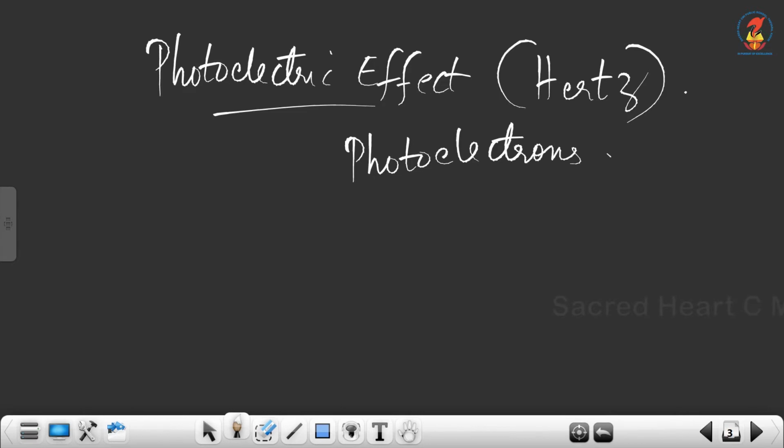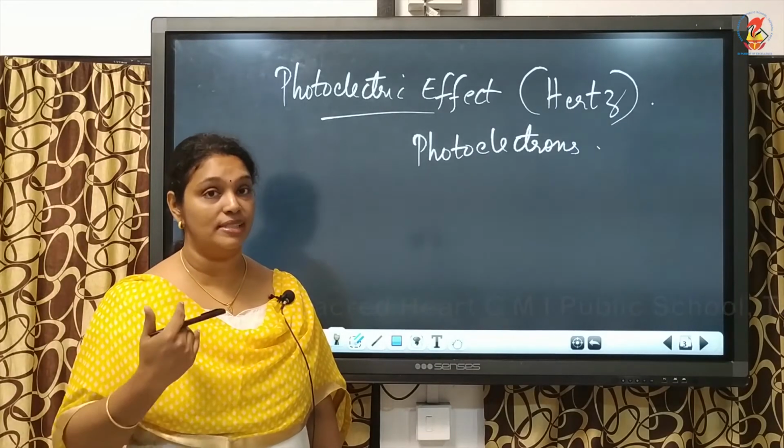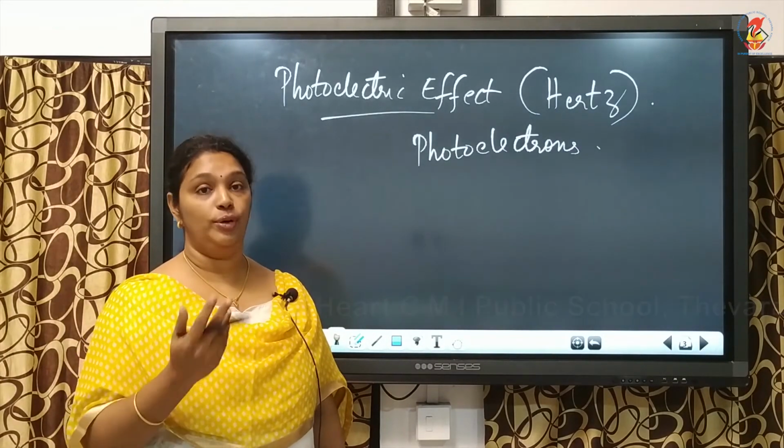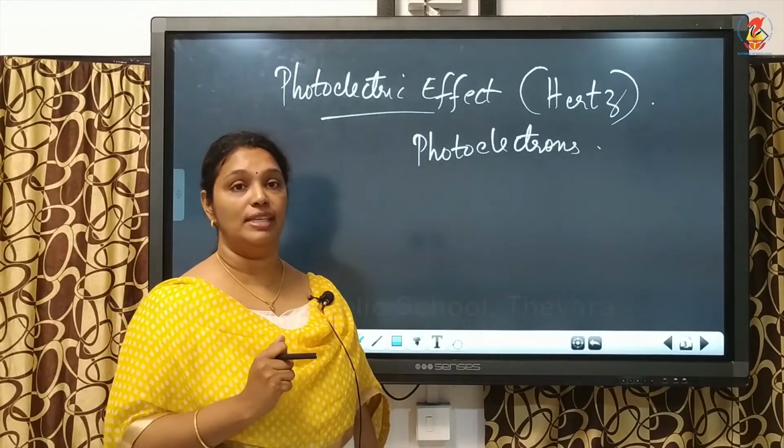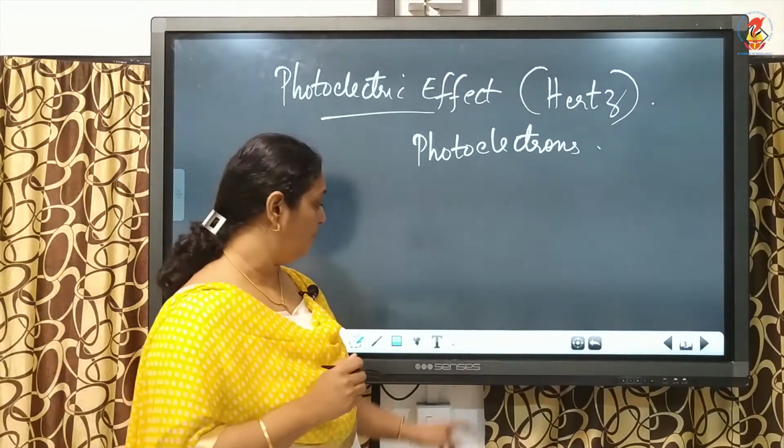So, what do you mean by photoelectric effect? The phenomenon of ejection of electrons when radiation of suitable frequency falls on a metal surface is known as photoelectric effect, and the electrons ejected from the metal surface are known as photoelectrons.